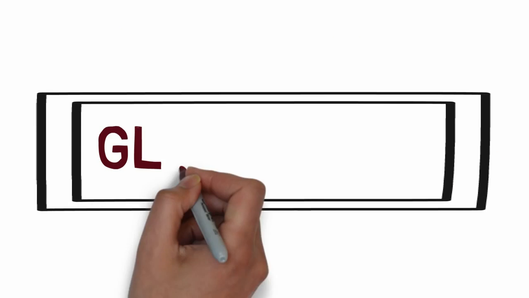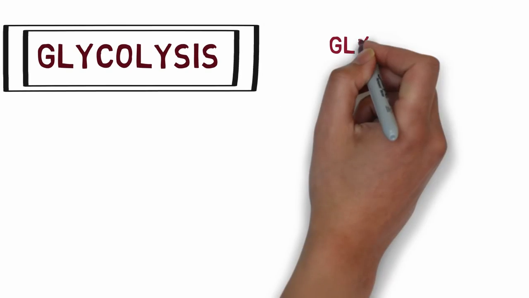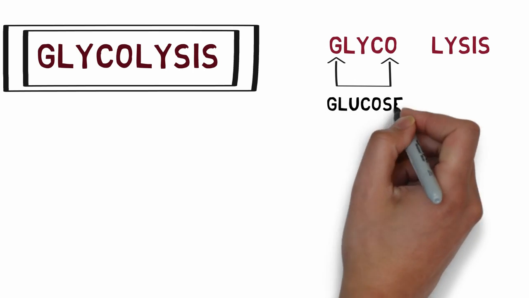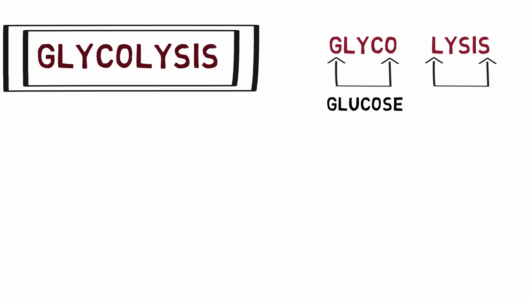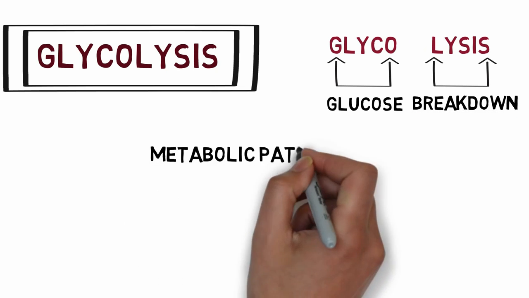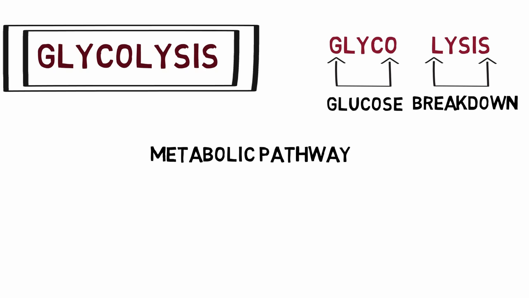In this video, we will study the process of glycolysis. The word glycolysis is made up of two words. The word glyco means glucose and the word lysis means breakdown. Glycolysis is a metabolic pathway that involves systematic breakdown of glucose to produce energy. And glycolysis takes place in the cytosol of the cells.